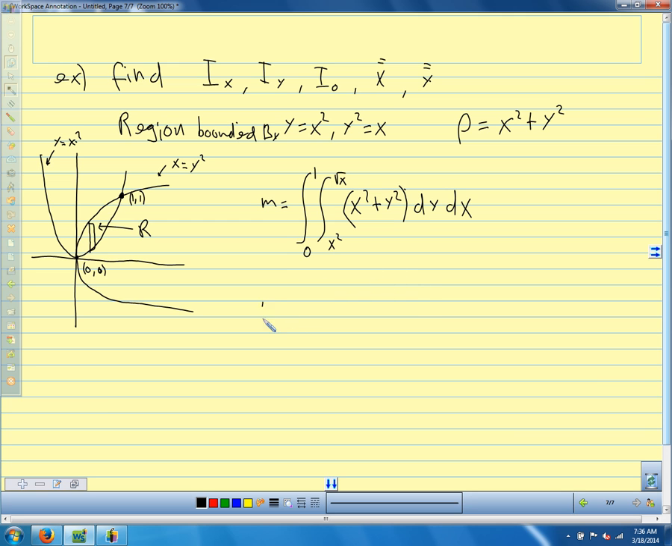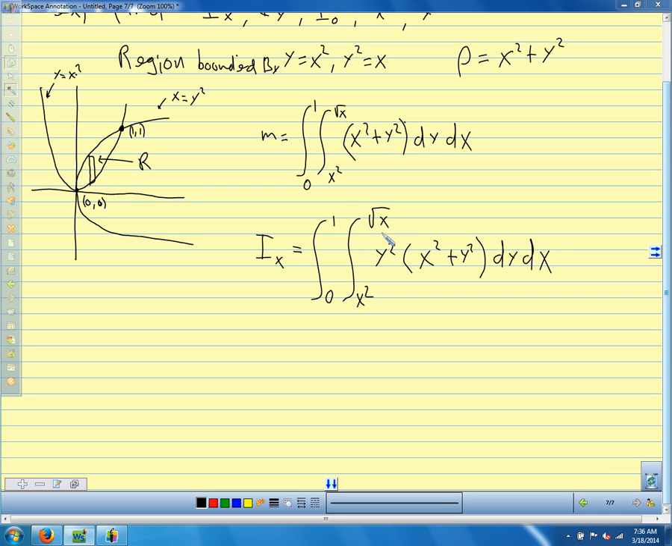I sub x, the second moment about the x-axis, moment of inertia about the x-axis. Our integral is set up here, 0 to 1, x squared to square root of x. And for our second moment of inertia about the x-axis, we put in a y squared. Our density, x squared plus y squared, dy dx. Again, not particularly difficult integrals to evaluate. We just end up with polynomials and rational powers of x.